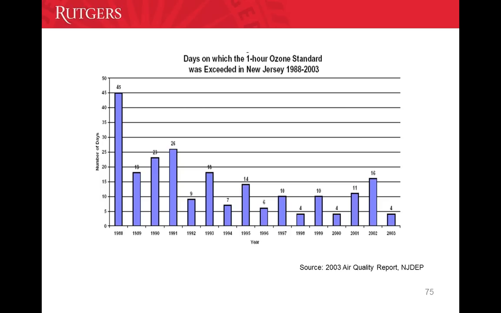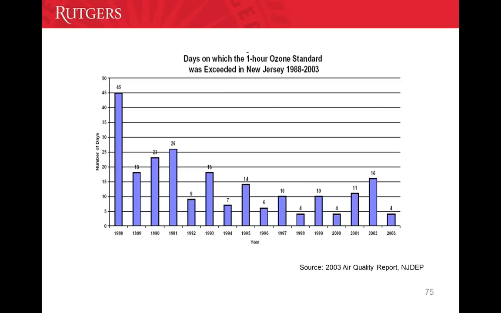So let's use my state as an example. These are days in which we exceeded that 1 hour ozone standard in New Jersey, and they give you a range here from 1988 to 2003. And you can see there are periods of time the data just jumps all over the place. So these are ozone exceedance days. There's a 1 hour standard that's set up by the state and by the federal EPA. And then these are days when we go over that.